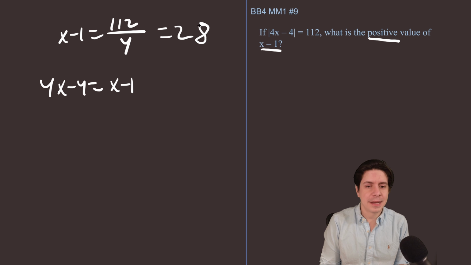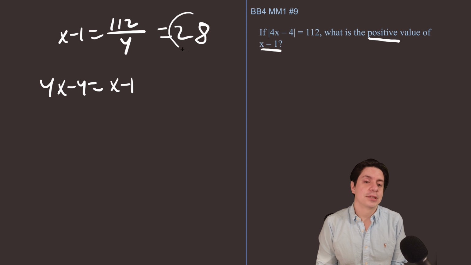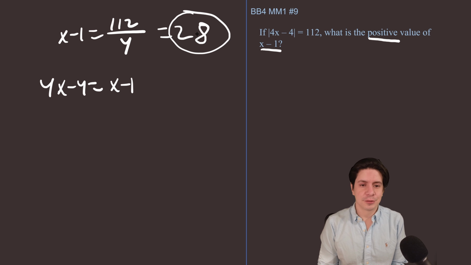A lot of people will find x, forget that it's asking for x minus 1, and just leave that. So that's one way to do it where you're not fully solving. You know there's only going to be a positive value. So once we see that this is positive, this is the one that's going to work.